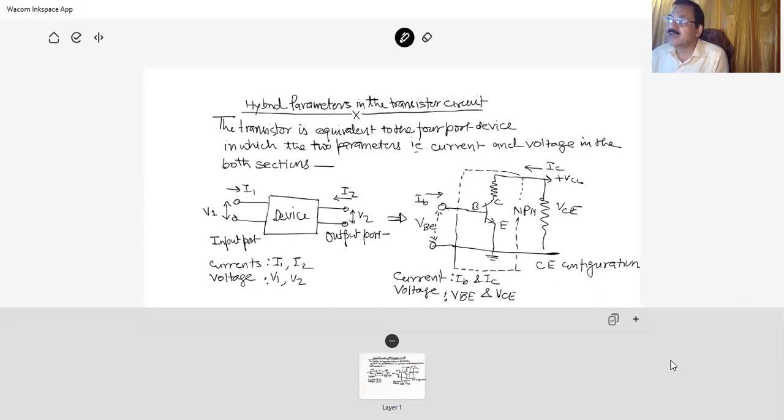So we can transfer this transistor in the mathematical expressions. Why is it hybrid? Because we take voltage and current, two parameters, as independent parameters, and another two parameters are dependent parameters.